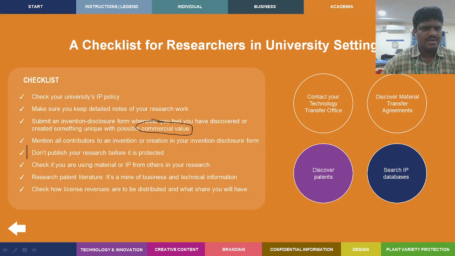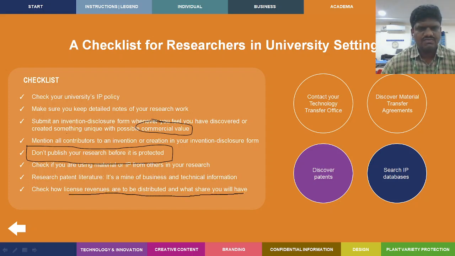Keep it in mind. If you publish, then you don't have the right to protect it using the IPR. So before publishing your research, we should protect our product or our research. Research, patent or literature is a main source of business and technical information. Check how license revenues are to be distributed and what share you will have, because depending upon the IPR policies of your institutes, these things may change.